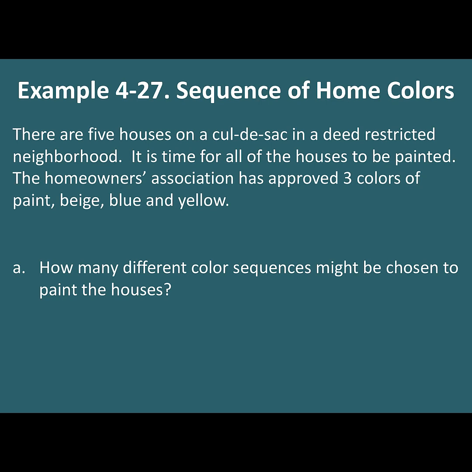Well, in this case, since any house can be painted any of these 3 colors, we simply take 3 to the 5th power, since there are 3 colors and 5 houses. Therefore, there are 243 different color sequences.